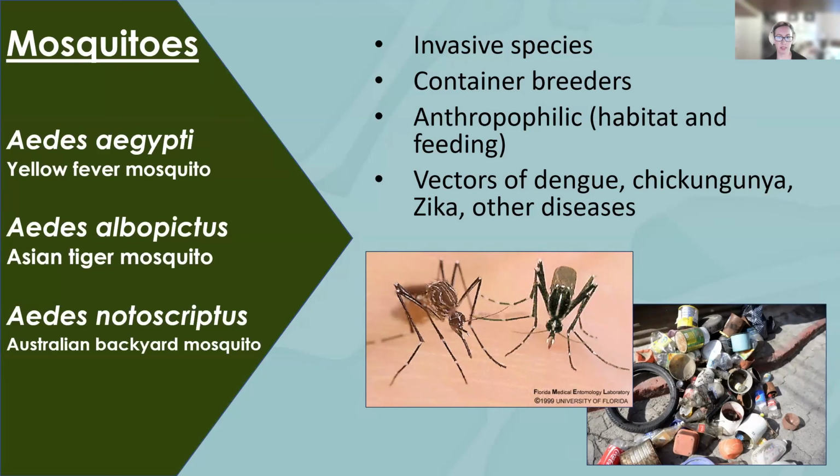The last group of mosquito species that I want to talk about here are the invasive Aedes. We also call them invasive mosquitoes, container mosquitoes, and anthropophilic mosquitoes, which means they are people-loving mosquitoes. So starting about 10 years ago, our state started to see first Aedes aegypti, then Aedes albopictus, and finally Aedes notoscriptus popping up first in Southern California, and now Aedes aegypti has spread throughout a good portion of our state.